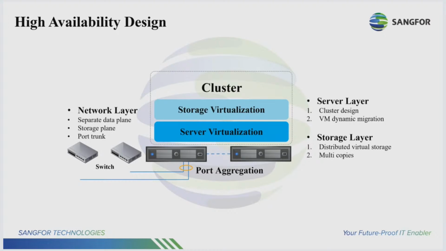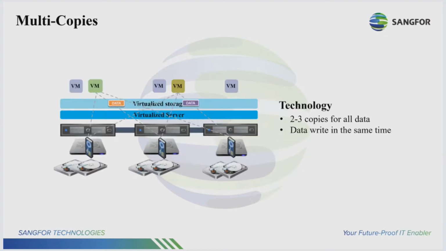Okay. And in storage layer, we have multi-copies design, distributed virtual storage, and we have built-in backup function. Let's see this slide. You can choose 2 or 3 copies for all data. And here is a 3 copy. A virtual machine's data will be divided into 3 copies and stored on different hosts. There are exactly 3 hosts here, so each host will save a copy of the data. If there are 4 hosts here, then the data will be stored in 3 of them in a distributed manner. And any failure of 1 or 2 servers will have no effect.